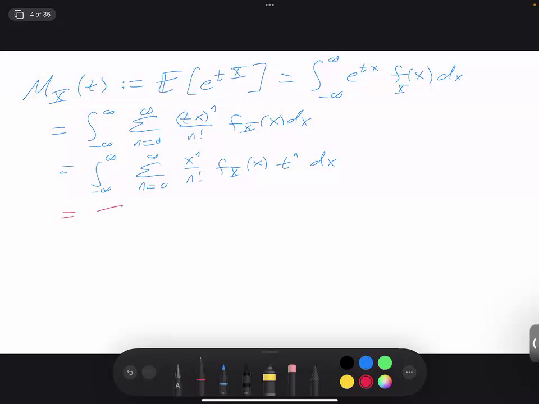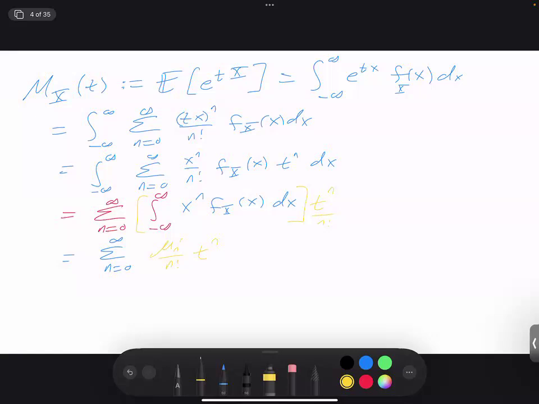So this is going to be the same as the sum, n goes from 0 to infinity, integral from minus infinity to infinity, and then we'll have x to the n f_X(x) dx, and then we'll have t to the n. So what will we get when we integrate that part? What do we get when we integrate that function x to the n times the density? That's just the nth moment. And we also have an n factorial. So we'll get the nth moment over n factorial times t to the n.